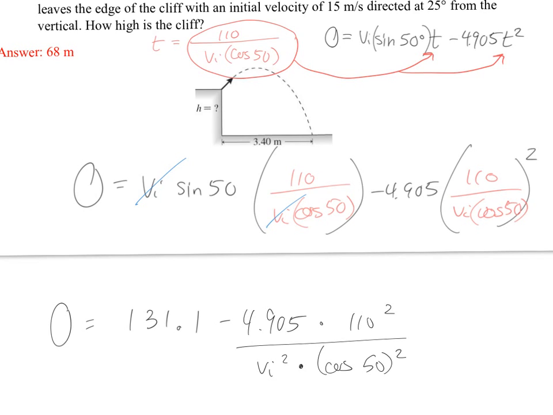You all see what I'm doing? Take a look if you didn't understand what I said a moment ago. The negative 4.905 stays up top. 110 squared is up top. VI squared is in the bottom. Cos 50 squared is in the bottom. So what I would do if I were you is I would ignore VI squared. Make believe it's not there for a moment. Calculate 4.905 times 110 squared divided by cosine 50 squared. See what that number turns out to be.